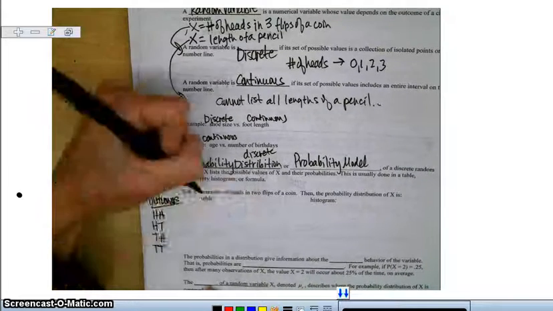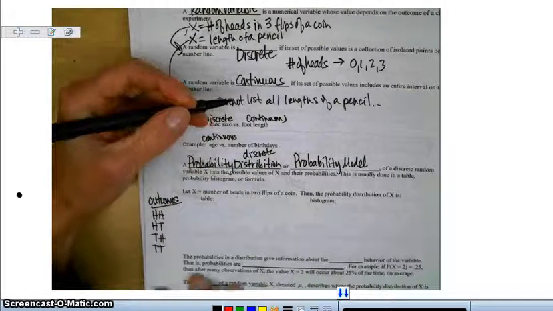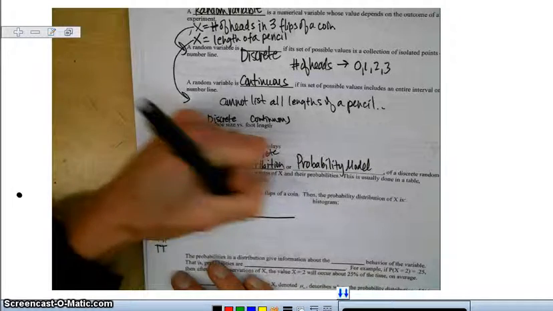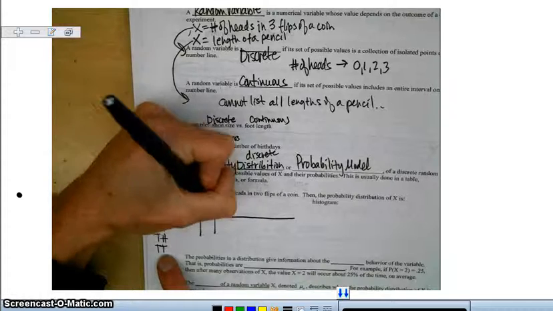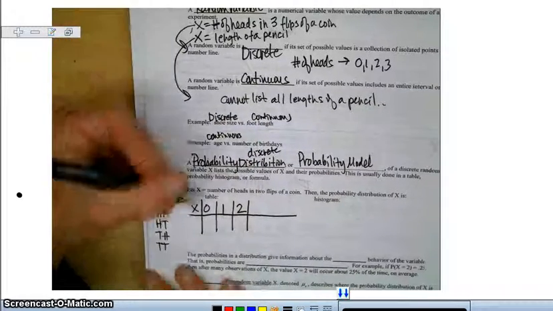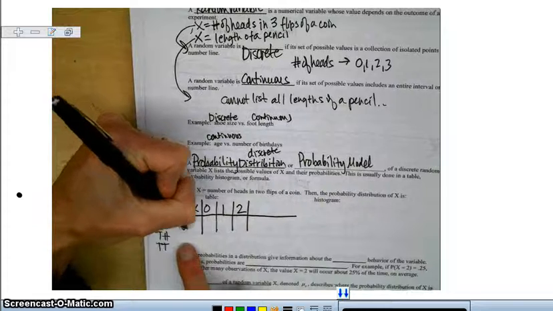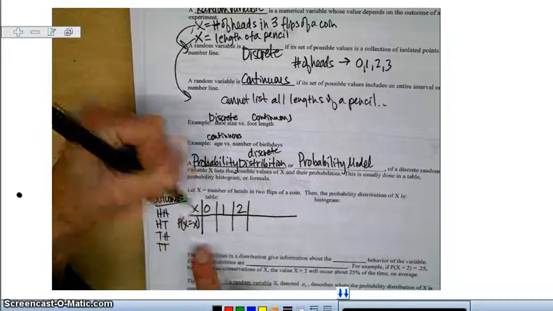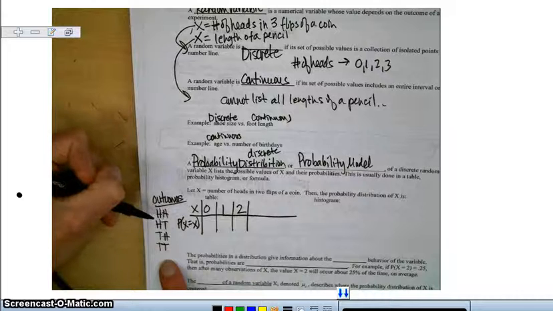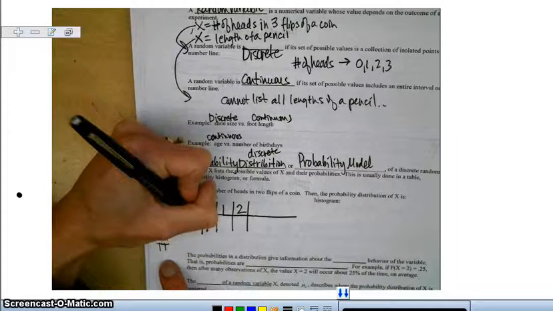So now X is the number of heads. So my table is going to be, across the top X is going to be the number of heads. So what are the number of heads that I can get? I could get no heads, 1 or 2. That's all I can get. Now here is the probability that X equals x. So the probability that X is 0. Out of these 4 outcomes, how many had no heads? That would be 1 out of 4.